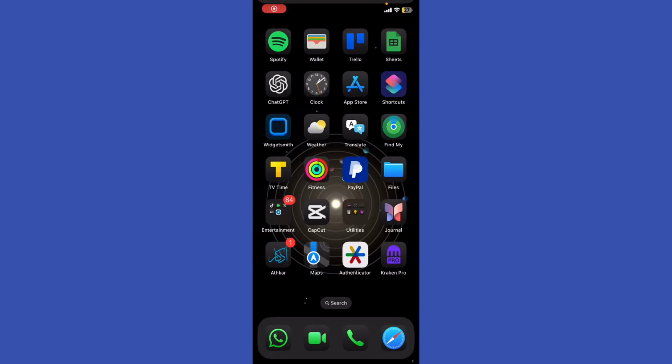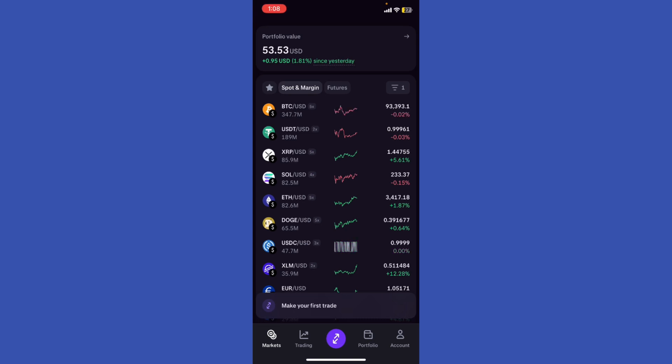How to use Kraken's margin trading safely. To use Kraken's margin trading safely, follow these steps. First, you need to understand the margin and leverage. Margin trading involves borrowing funds to increase your position size, and leverage amplifies both potential gains and losses.